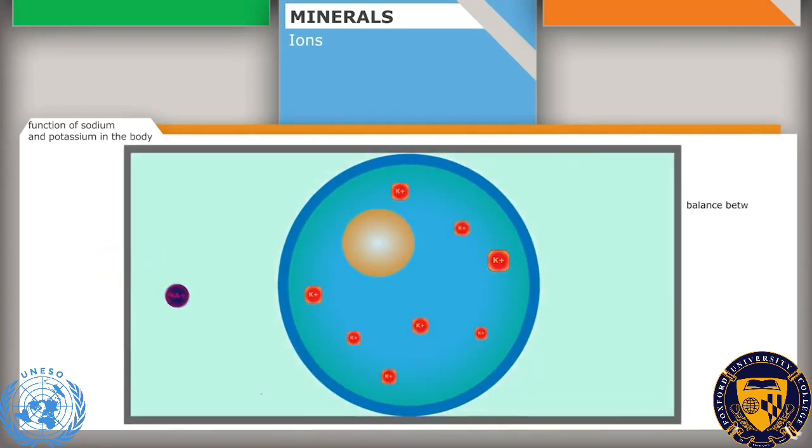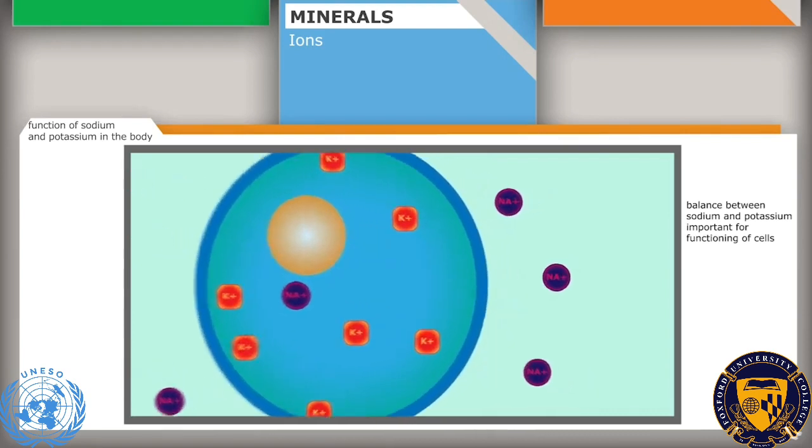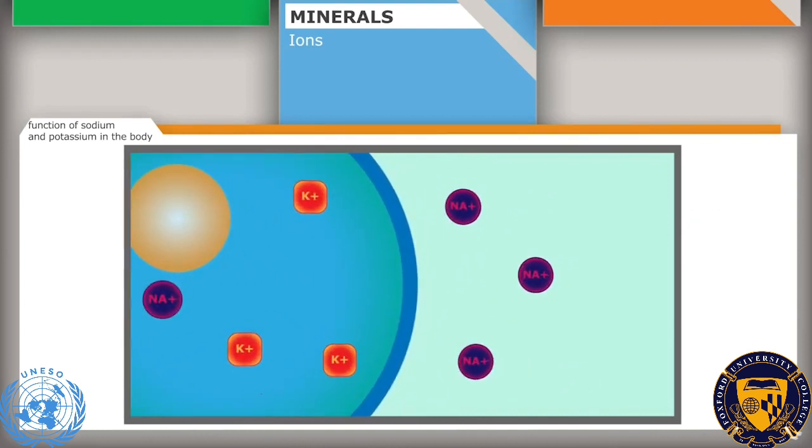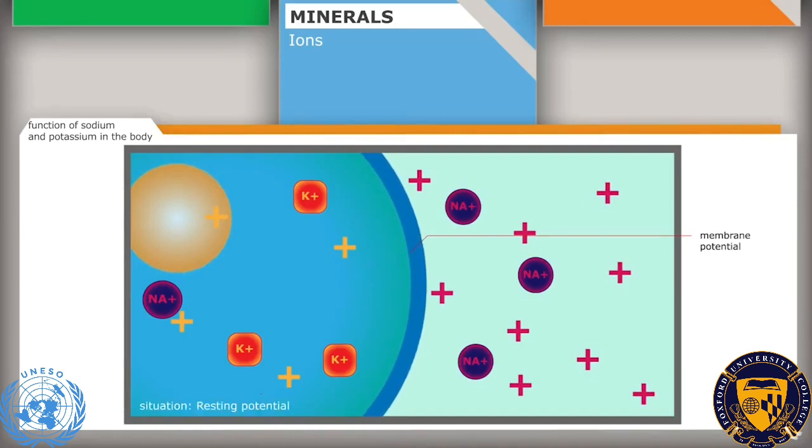The correct balance of sodium and potassium across the cell is necessary for proper cell functioning. The differences in the concentrations of sodium and potassium across the cell cause a difference in charge between the inside and outside of cells, which is known as the membrane potential. Normally, the outside of the cell is a little bit more positively charged as compared to the inside. We call this situation the resting potential.